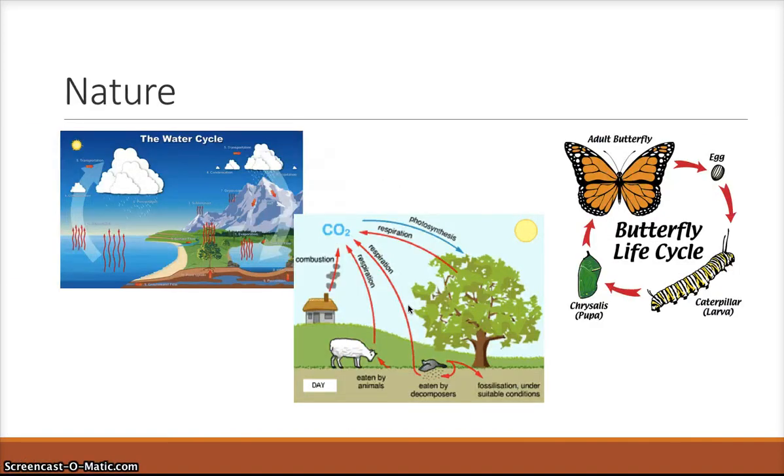Nature is full of cycles. There's the water cycle, so how water moves through the earth and through the atmosphere. There's the carbon dioxide cycle, which we're going to talk about more, but that's basically plants take in CO2 and everything else creates CO2. And then we're going to talk a lot about life cycles of different types of animals.